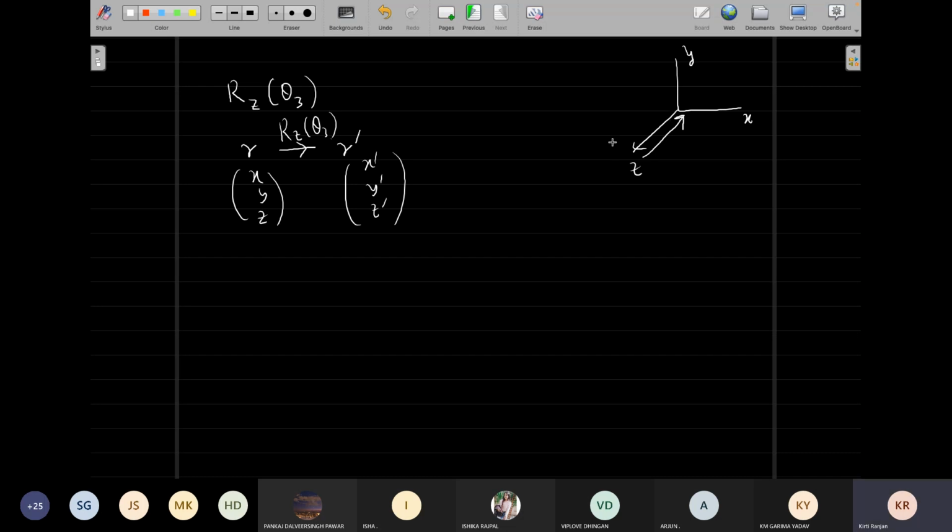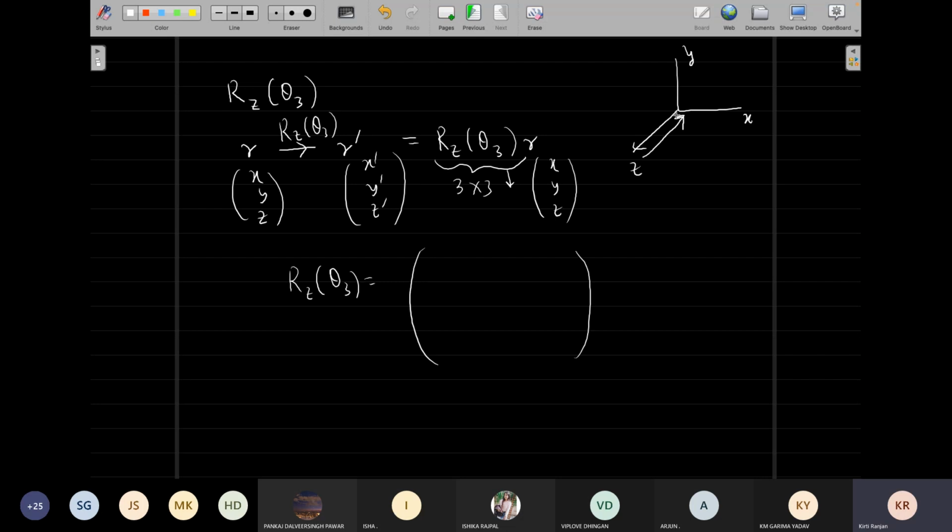Can you tell me first what kind of matrix structure R z theta 3 will have? 1 by 1, 2 by 2, 3 by 3? 3 by 3, because there is x prime, y prime, z prime on the left hand side, and of course x, y, z on the right hand side. So this is a 3 by 3 matrix. Absolutely. Can you tell me what kind of matrix will come out if I am doing this rotation about the z-axis, so that the x and y axes will start moving?